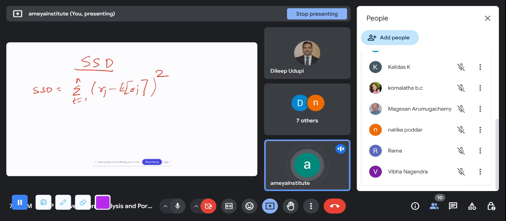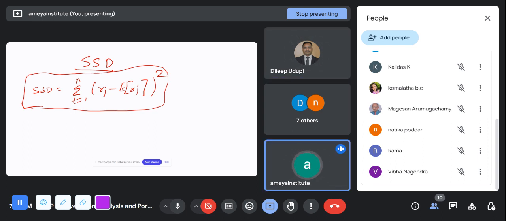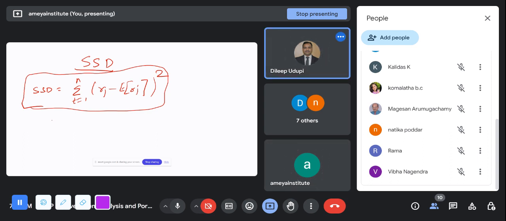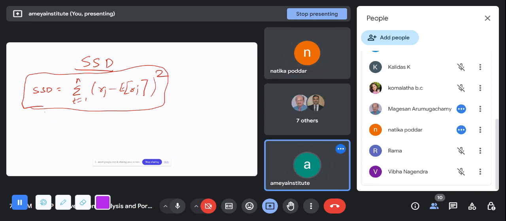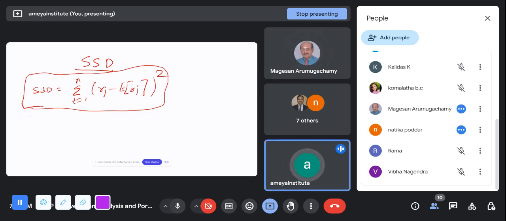Now, why do we need to do the square? What is the reason for squaring this deviation? Can anybody answer? To avoid zero risk. To avoid the zero. Okay. So it means, to understand the volatility of that share. To understand the volatility of the share.